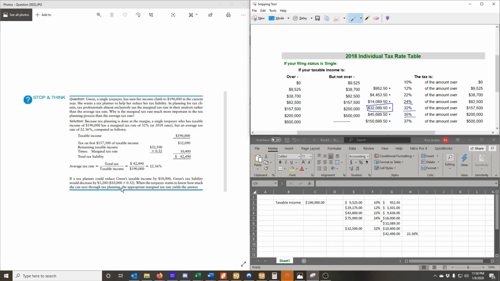When the taxpayer wants to know how much she can save through tax planning, the appropriate marginal tax rate yields the answer. So we wouldn't use our average tax rate for planning purposes. We would use the marginal rate for the bracket that the taxpayer is currently living in based on that tax planning strategy. But we have to know that that can be bumped into other brackets as we cross these thresholds right here. So as we cross these thresholds, that marginal rate can change.